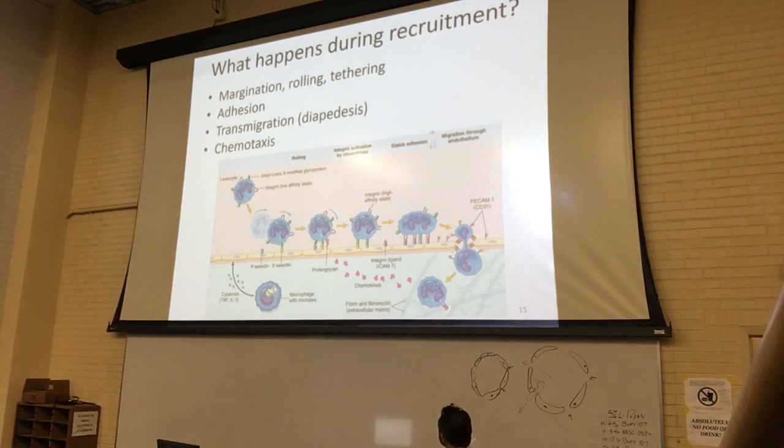Once it gets into the extracellular matrix, it's going to respond to a chemical gradient, and it's going to be chemotactically attracted to the site of injury.